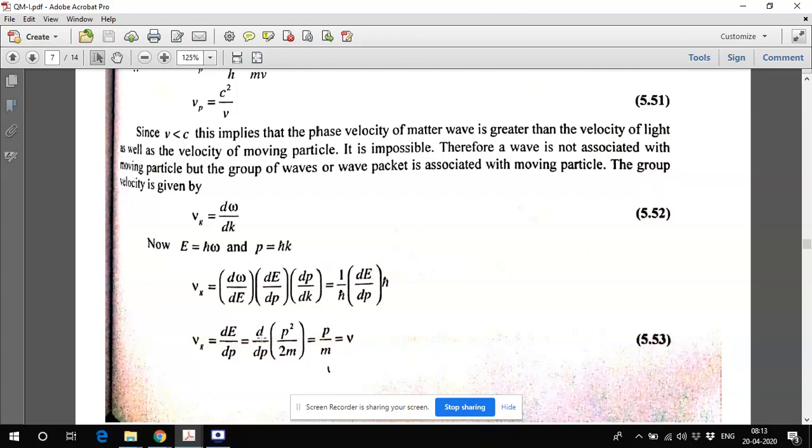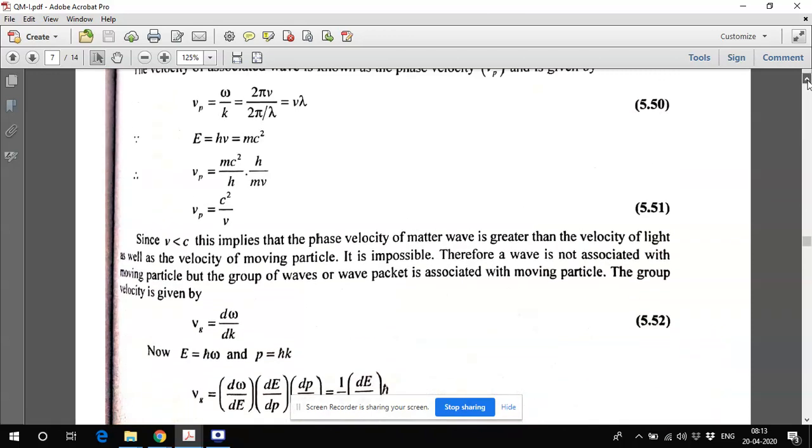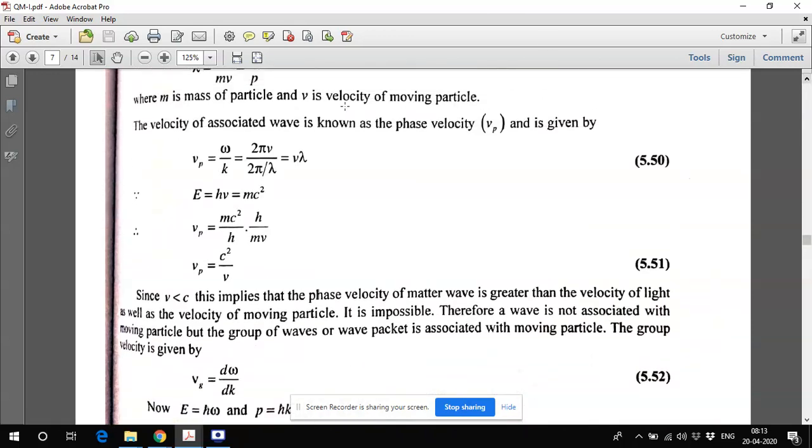What I can do is, this is now d by dp. I know E is p square by 2m. So I differentiate this equation with respect to p. I will get p by m. p we know is mass into v, so mass cancels and we get v. It means if I consider the group velocity, it will be exactly equal to v. What was v? v was the velocity of the particle by which it is moving.